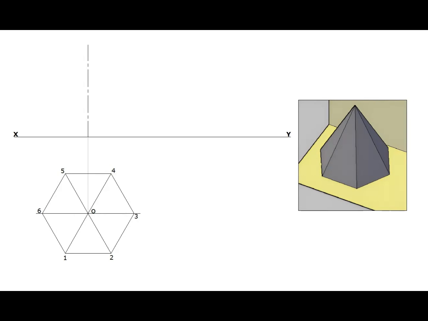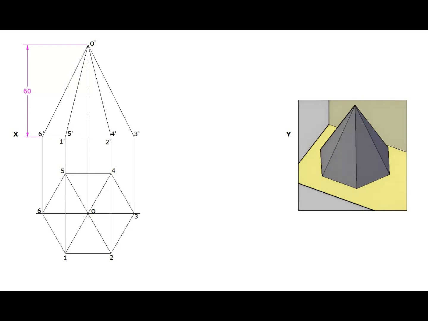This is the axis of elevation. From the XY line, mark the height of the pyramid, 60 mm, on this axis. This endpoint of the axis is the apex point, O'. Now project all the base corners of the plan up to the XY line. Join all these base corners to the apex point, O'. These base corners of elevation on the XY line are 1', 2', 3', 4', 5', and 6'.